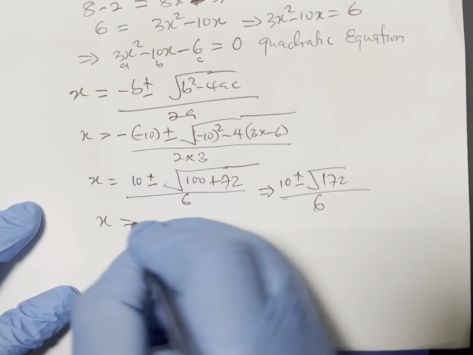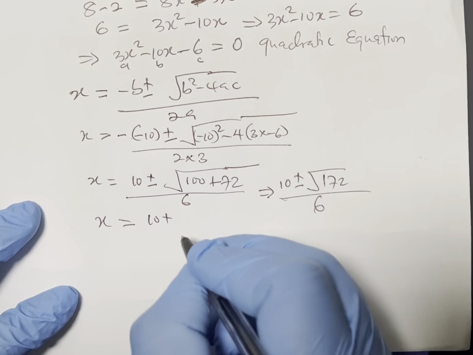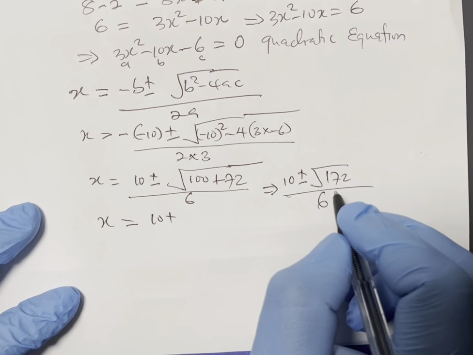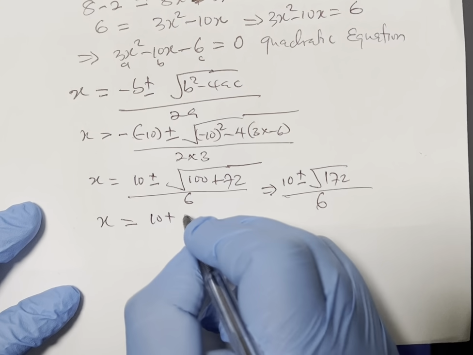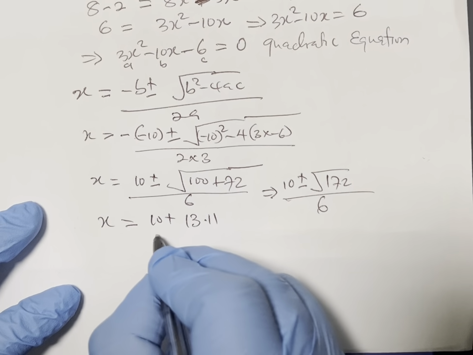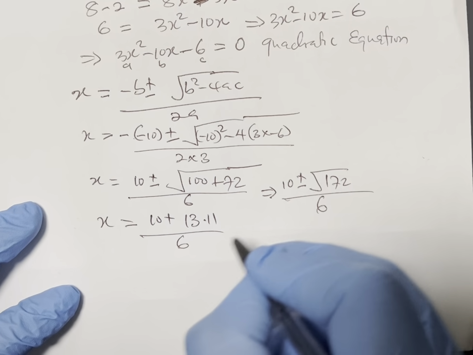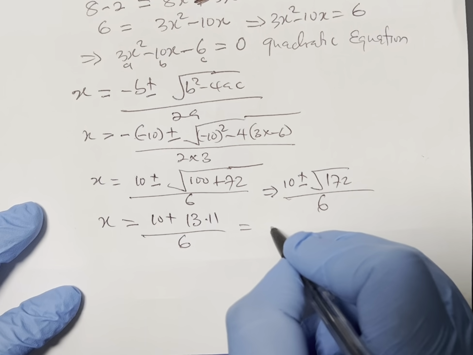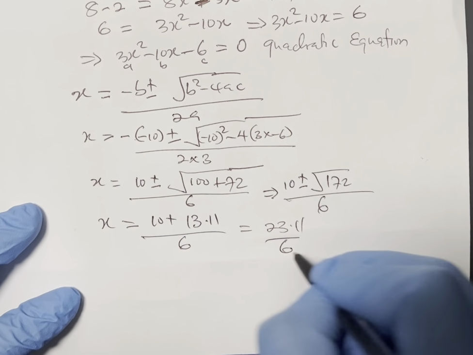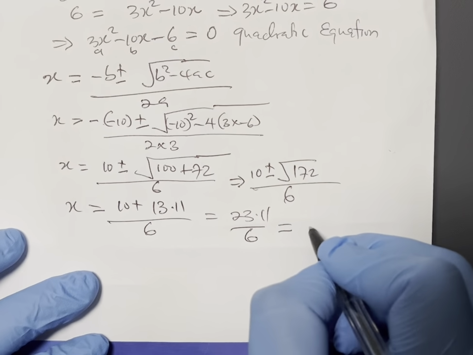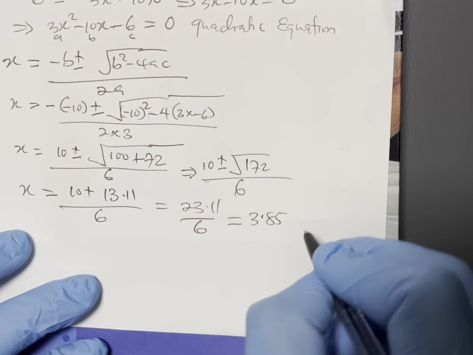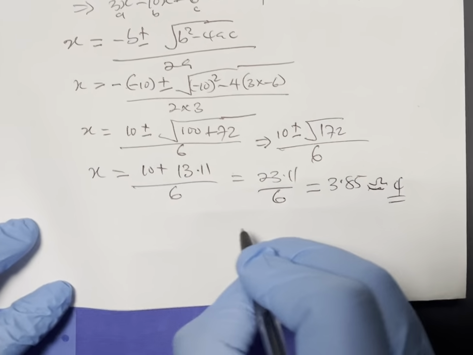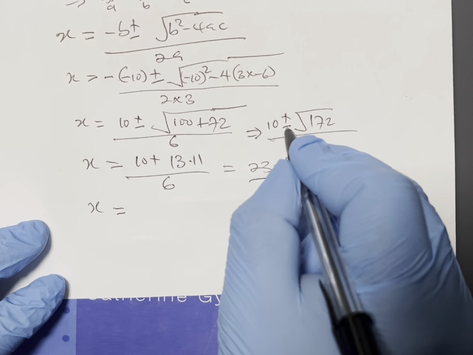So I'm going to find the value of x using the plus sign. That is 10 plus, and remember the square root of 172, if you check your calculator, it's going to give you 13.11. So divided by 6. So if I solve using the plus sign, then it's going to give me 23.11 divided by 6. That's going to give me 3.85, which is approximately 4.